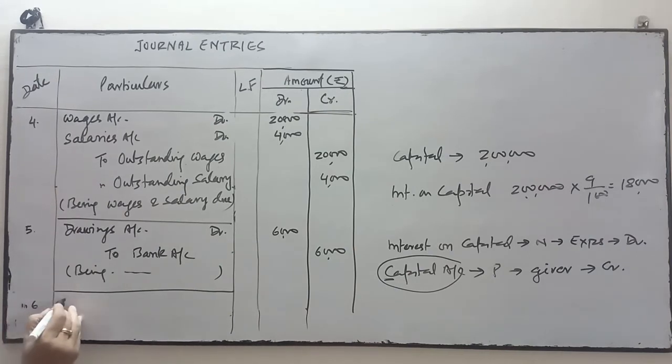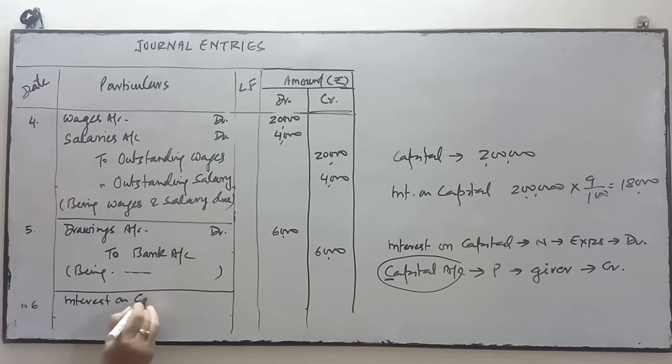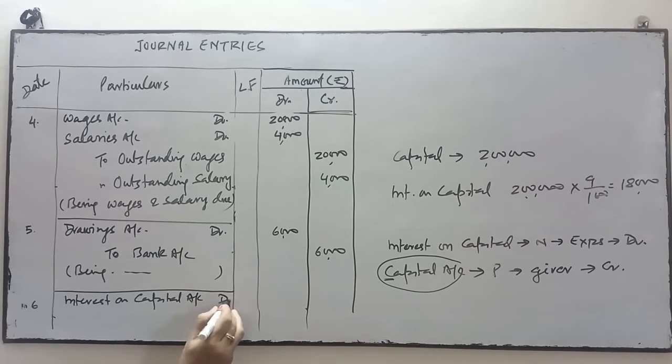Point number 6, interest on capital account will be debited because interest on capital is considered an expense of the business, and it is not yet paid. It should be paid to the proprietor. So the proprietor's account, meaning capital account.